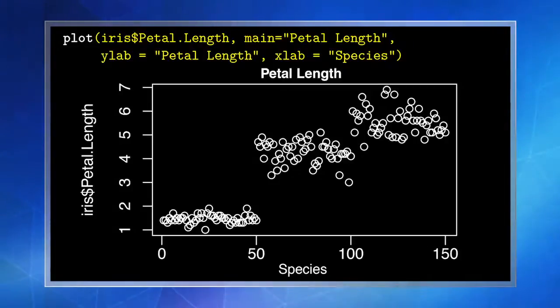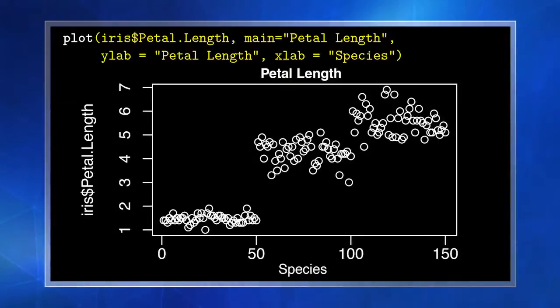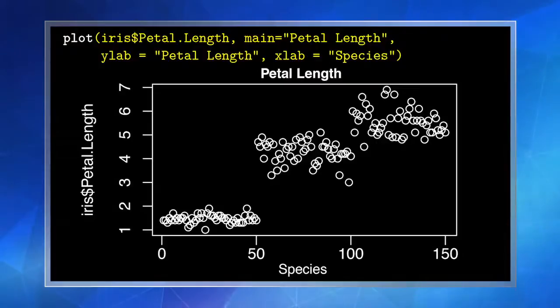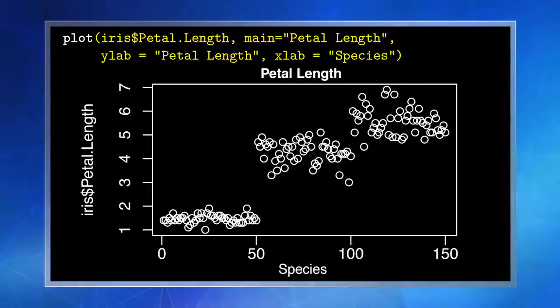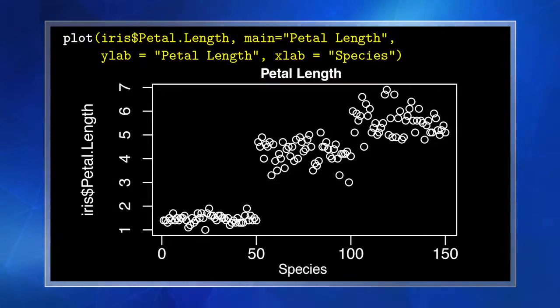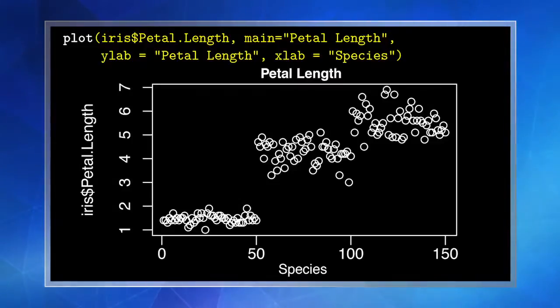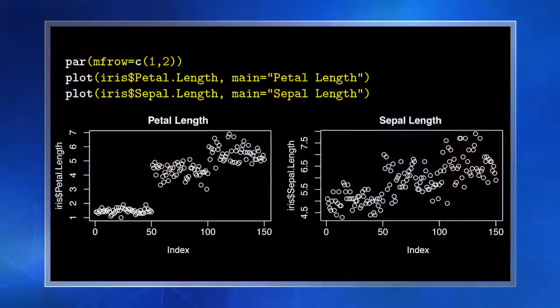Notice on your x-axis, you've got species, so 0 to 50 is the first species, and then 50 to 100 is your second one, 100 to 150 is the third species. And then on your y-axis, you've got the petal length, and you can see how those are split up into three pretty somewhat distinct groups. What if we wanted to compare, say, petal width with sepal length and sepal width? Here you see those scatter plots side by side.